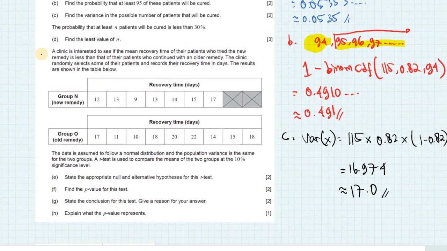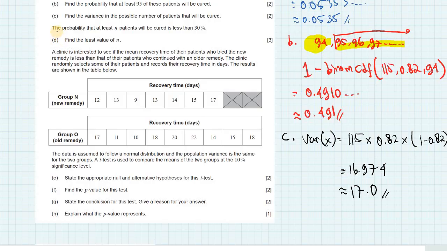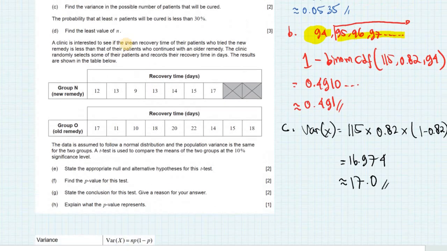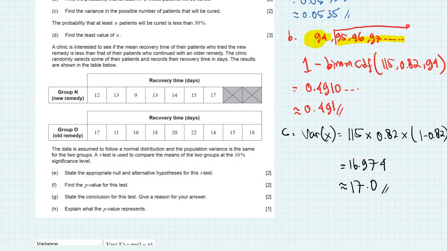Question D: the probability that at least n patients will be cured is less than 30%. Find the least value of n. This one is a little bit challenging again with my calculator.